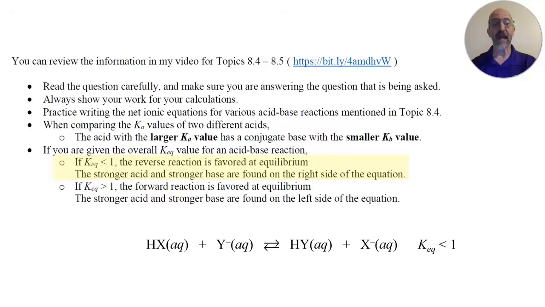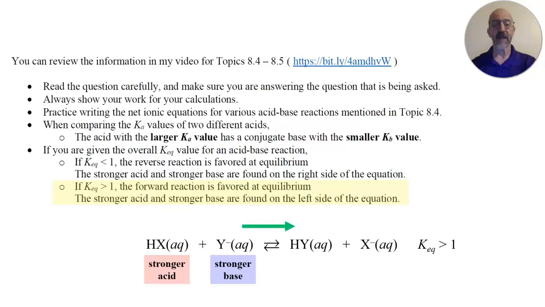So if the K, or the equilibrium constant for this reaction, happens to be less than 1, as we saw in question 5, then the reverse reaction is favored at equilibrium, and the stronger acid and the stronger base would be found on the right side of the equation. So that's what we saw in question 5. But on the other hand, if the equilibrium constant K for this reaction is actually greater than 1, well, now the forward reaction would be favored. So where would you find the stronger acid and the stronger base? If the value of K for this reaction is greater than 1, well, you would find them on the left side of the equation.